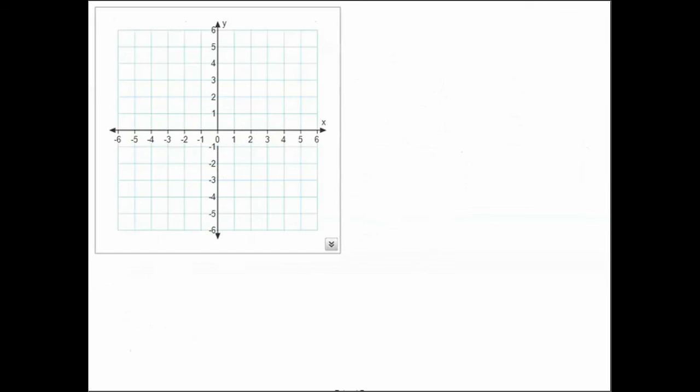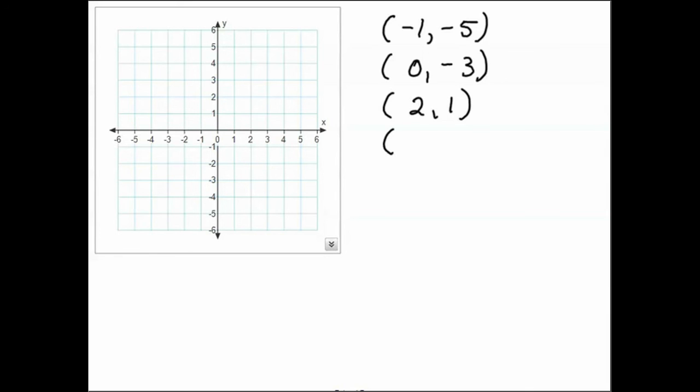So now we're going to take our ordered pairs and we're going to plot them on this graph. Make sure you have a straight edge, something straight for you to draw your line. So we have the 4 ordered pairs. We'll plot the first one, -1, -5. The next x is 0, y is -3. Then we have the ordered pair 2, x is 2, y is 1. And then finally x is 4, and then up 5 for the y.